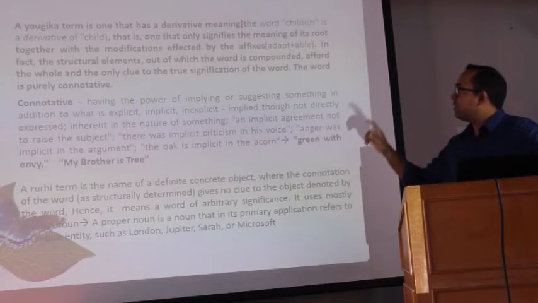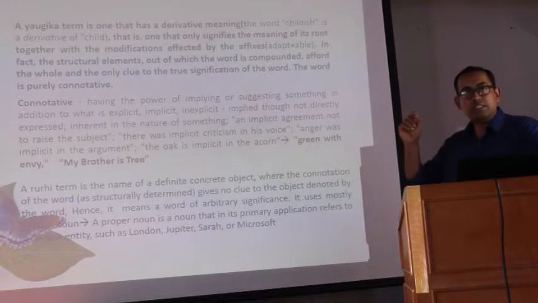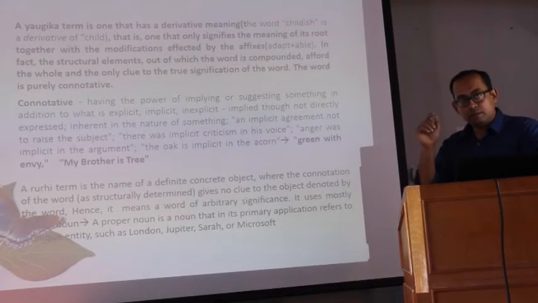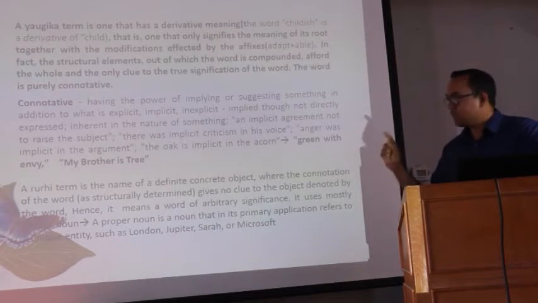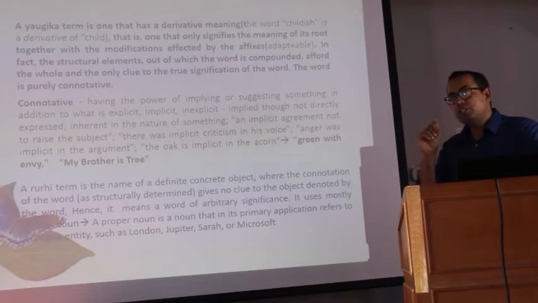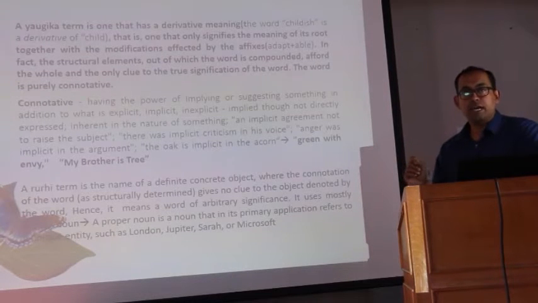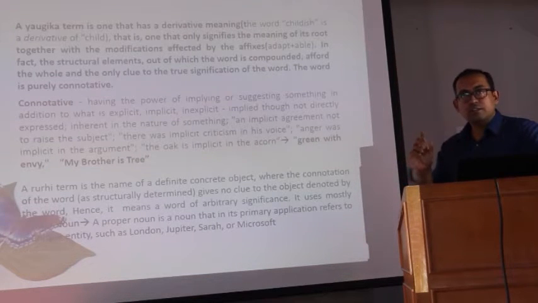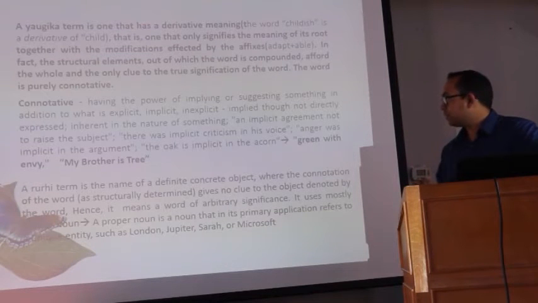Few important things again. In a yogic term, there is a derivative meaning. It has an implicit and explicit meaning, like the example, my brother is a tree. So whenever you see words like this in the Vedas or mantras, which we are going to see, don't think it's a proper noun. There is something behind it which is being expressed in the mantra.